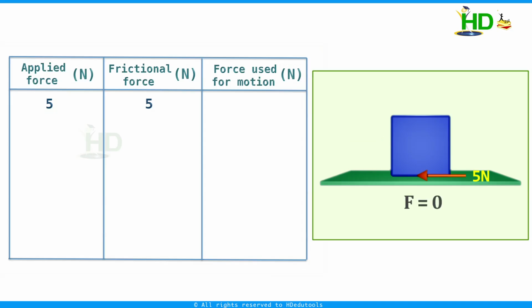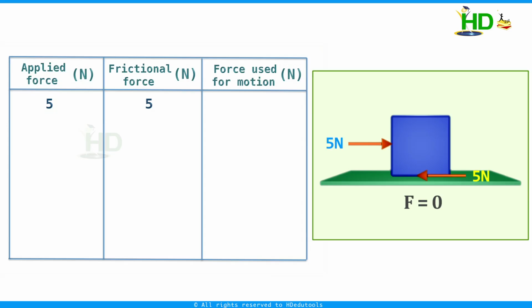Here we are applying 5 Newton in this direction. We get net force 0 only if the frictional force acting opposite to this is 5 Newton. Therefore, the frictional force is 5 Newton. If this frictional force is more, the body moves along this direction. If this applied force is more, the body will move along this direction. But when the body is stationary, it means the applied force and frictional force are equal in magnitude but opposite in direction.